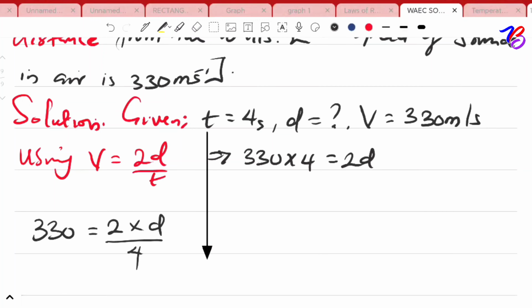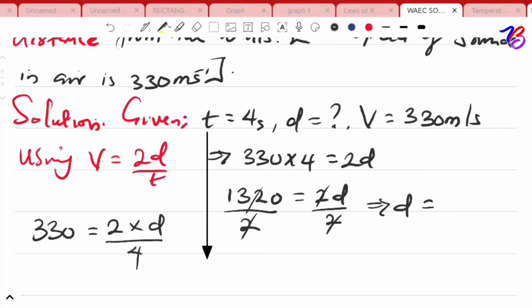330 multiplied by 4 will give us 1320 is equal to 2D. So we divide through by 2 so that our D will equal 1320 divided by 2, which will give us 660 meters.